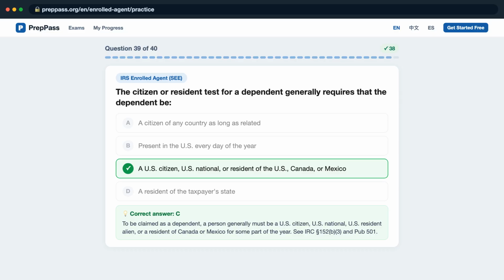The correct answer is C. To be claimed as a dependent, a person generally must be a U.S. citizen, U.S. national, U.S. resident alien, or a resident of Canada or Mexico for some part of the year. See IRC Section 152(b)(3), and Pub 501.